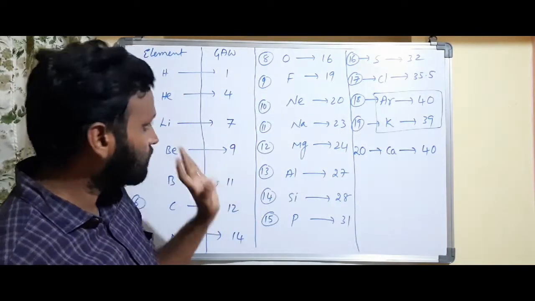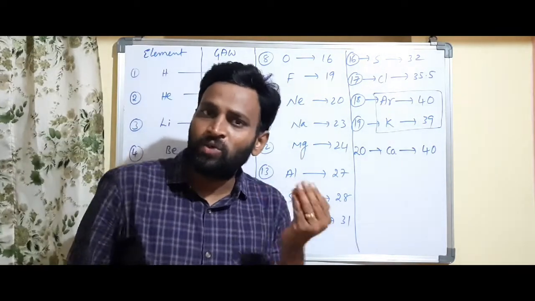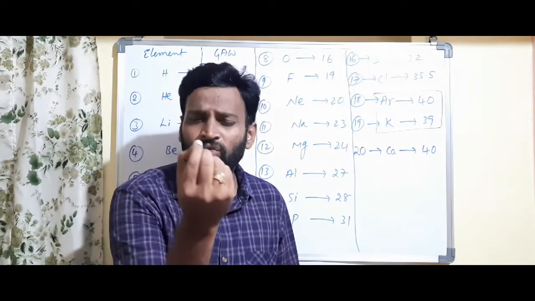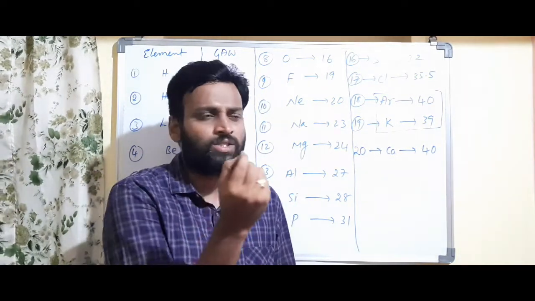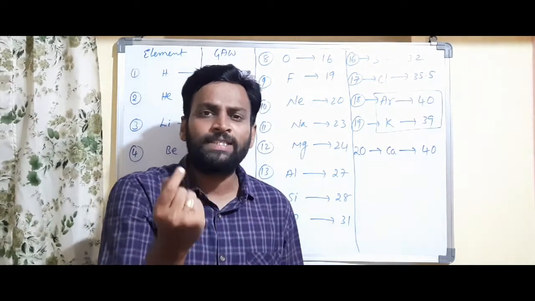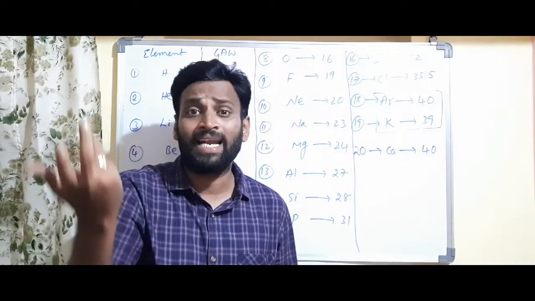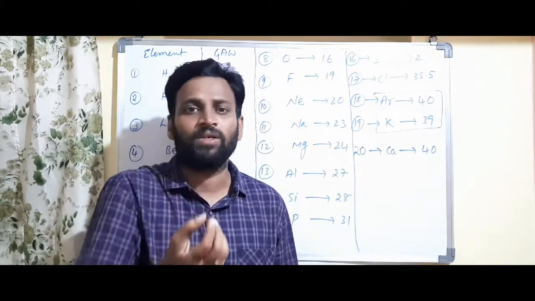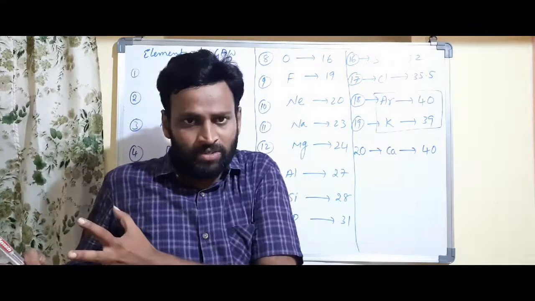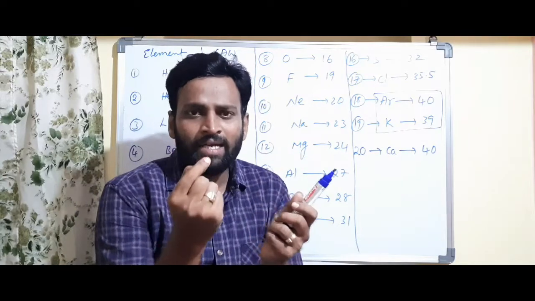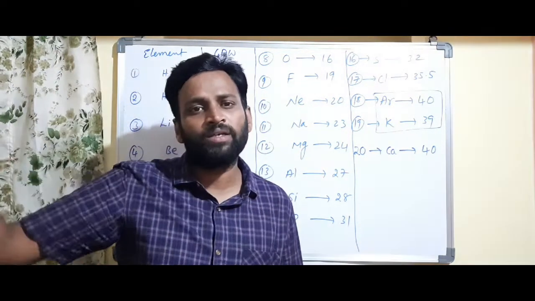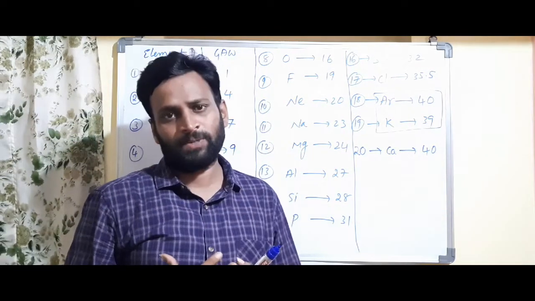Gram atomic weights I am giving, because gram atomic weights only we will use, because simple atomic weight in grams is a very small value. See, suppose carbon atomic weight, how much? It's 12 into 1.66 into 10 power minus 24 grams. So it's very much less. That's why we use atomic weights as gram atomic weights, because for one atom the mass is very less. So for solving numericals we use gram atomic weights.